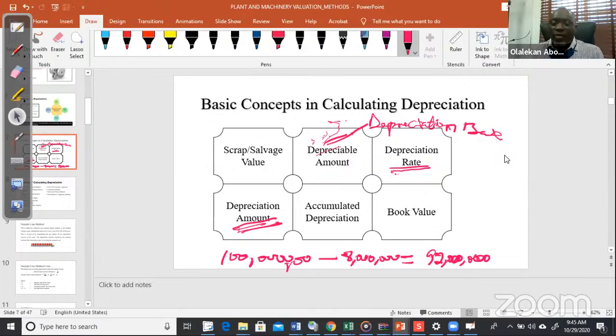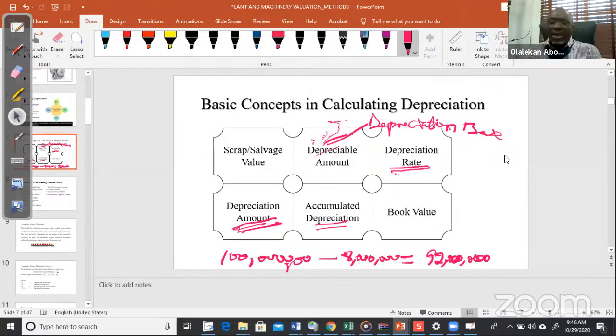Now, again, we have what we call accumulated depreciation. Accumulated depreciation is the summation of depreciation over a period of time. If it is 1 year, that will be equivalent to the annual depreciation. If it's 2 years, it's going to be depreciation over the 2 years: the depreciation for year 1 plus depreciation for year 2. If it is 10 years, therefore, it is depreciation over the whole 10 years, all of the depreciation added together.